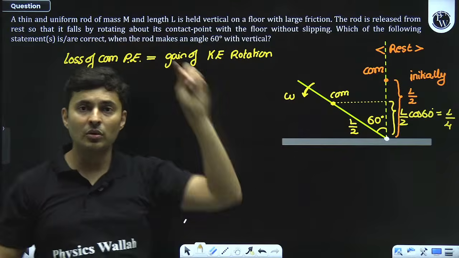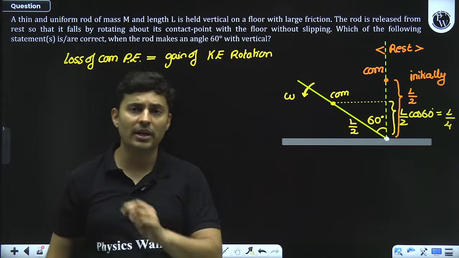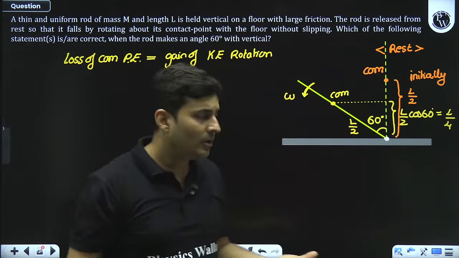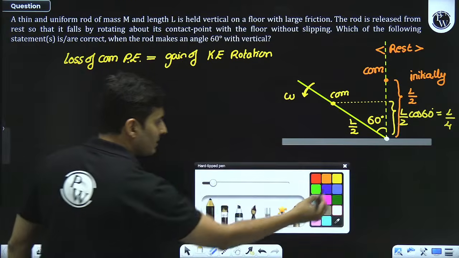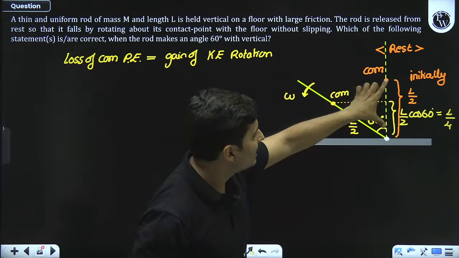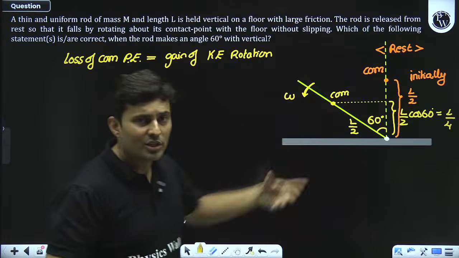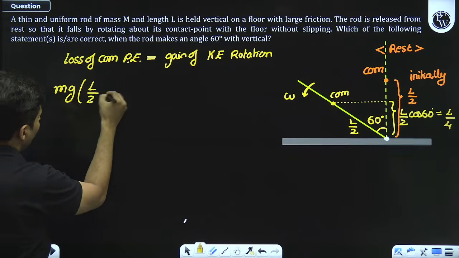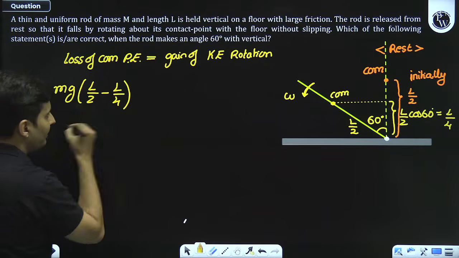So there is no non-conservative force doing any kind of work. So we can definitely apply the conservation of energy principle. Let's do it. Loss of the potential energy, guys. Well, this was L by 2, this is L by 4. So mg times (L by 2 minus L by 4). That's the difference of the height.